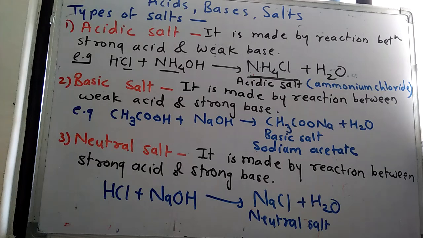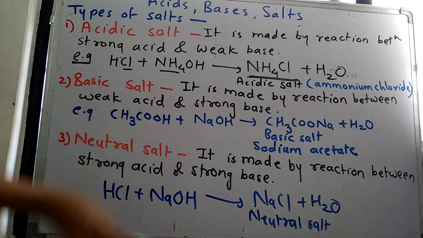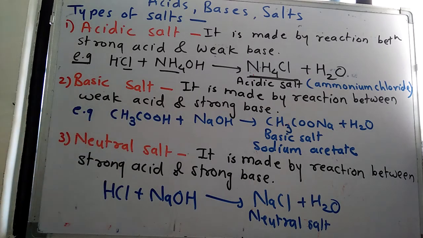CH3COOH is a weak acid. It reacts with a strong base, that is NaOH. Both react, and whenever a salt is formed, we have to remove the hydrogen ion. So this is the acid. When we remove this H, then it remains CH3COO, and this Na will attach here. So CH3COONa will give a basic salt.